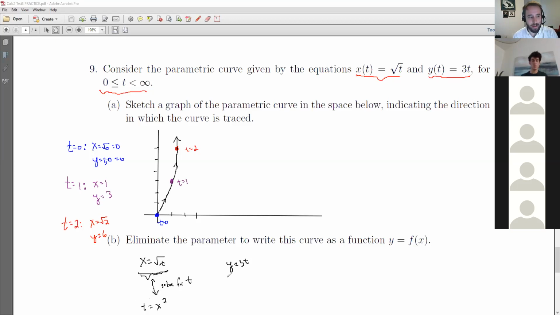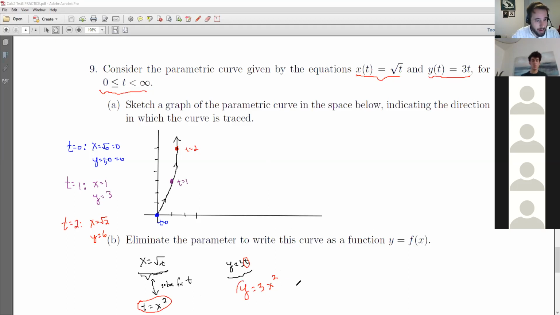And then for this expression, y equals 3t, right? I can just use my previous result. So if we said that t is equal to x squared, then my y value no longer is 3t. It can be rewritten as y equals 3x squared. And so I've written this now as a function of x.